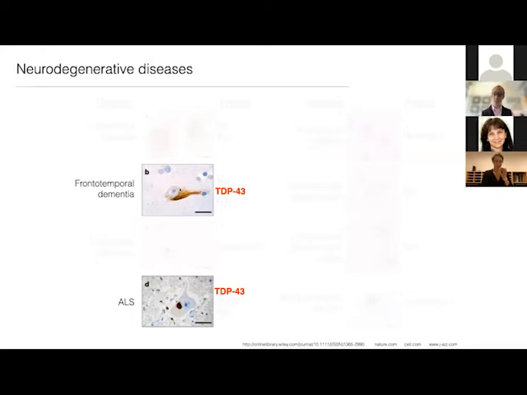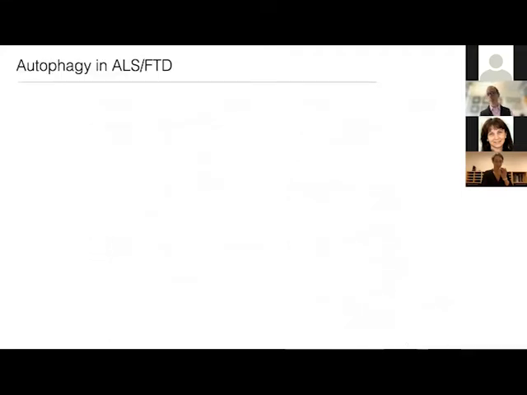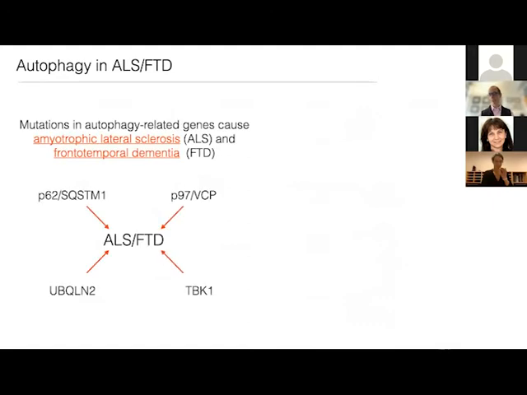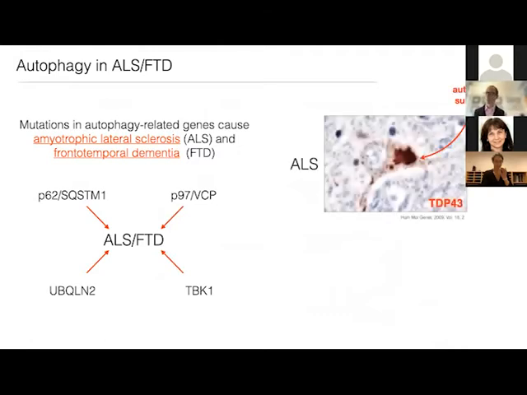One characteristic that they share is the accumulation of a protein called TDP43. But another factor that they share is their susceptibility to mutations that interrupt macroautophagy, or autophagy. So we know that mutations that affect several different autophagy-related factors, including P62, P97, ubiquilin-2, and TBK1, result in inherited ALS and FTD. And as I mentioned, both of these conditions show the accumulation of TDP43, which is itself an autophagy substrate. So this raises two fundamental questions.